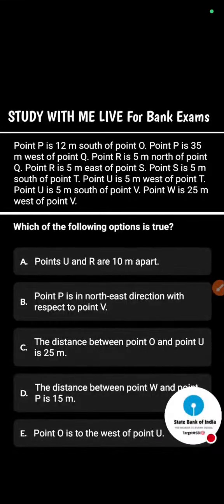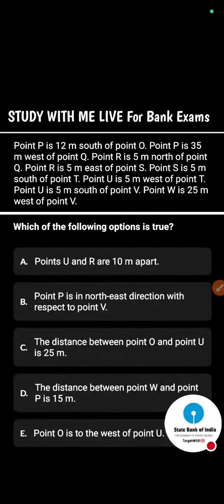Solve this question and comment your answer. I don't have enough space to write this question. So please try to solve this question and comment your answer. I don't have enough space for this one. I'll draw the diagram in the rough page of my book.